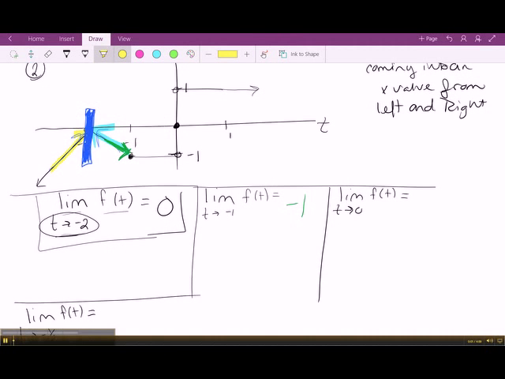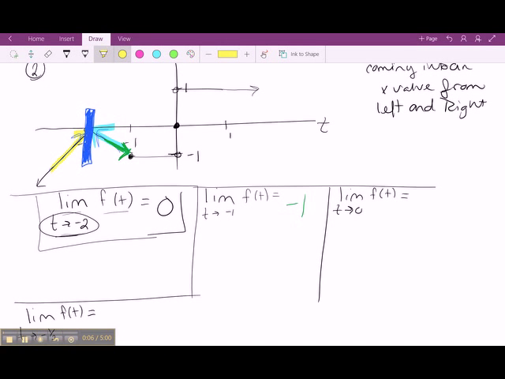Alright, so continuing on with this one, we're going to look at what's happening as t approaches 0. So we're over here now. As t approaches 0, we want to look at walking along this graph from the left and the right as x approaches 0. So we're coming in from this direction from the left, and it looks like from this direction from the right. That's the path that we have.